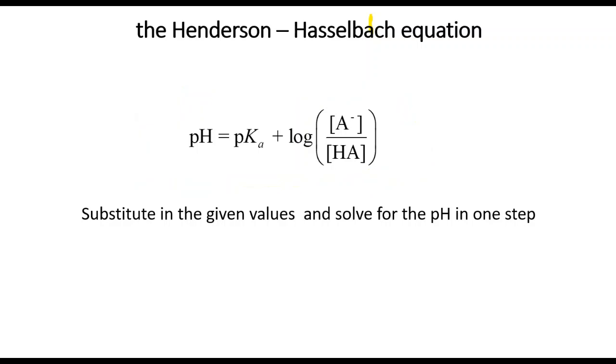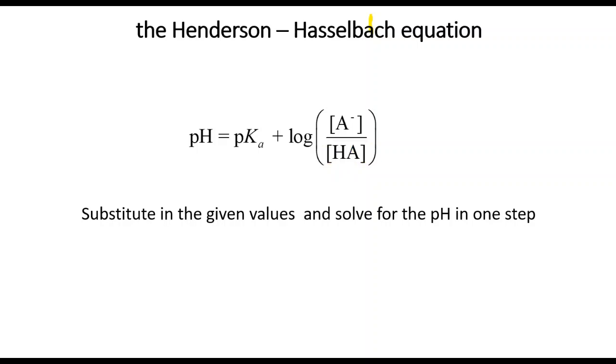It's straightforward. The only thing that students forget about is this ratio here. They forget which is on top. And I would say, A- is the base, HA is the acid, and you always sit on the acid. Your acid is your bottom. So focus on the acid being the bottom, and you will never forget it.